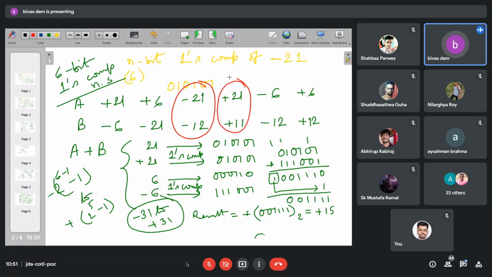Consider one real life example. Say you have a can of 1 liter. If you want to store 2 liters of oil in it, what will happen? It will overflow. The same thing happens here. The number system has the capacity to store minus 31 to plus 31, but you are trying to store something more than that capacity. So there will be overflow.